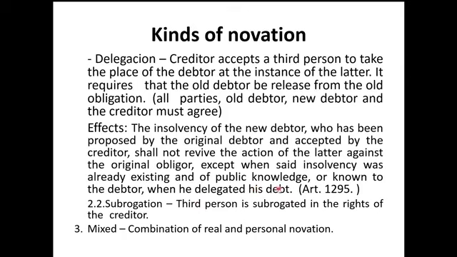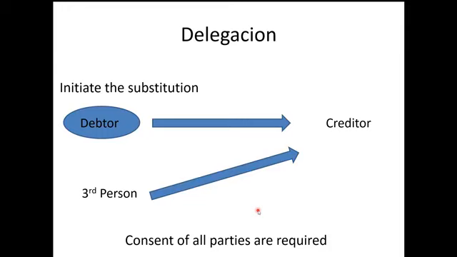Kaya general rule, even in delegation, walang revival of obligation. Meron nga lang siyang exception. Pag may knowledge siya ng insolvency at the time of substitution, or even without knowledge, pero yung insolvency nga ng third person is already existing and of public knowledge. Subrogation naman, third person is subrogated raw in the right of creditor. Mix naman, the combination ng real and personal novation.